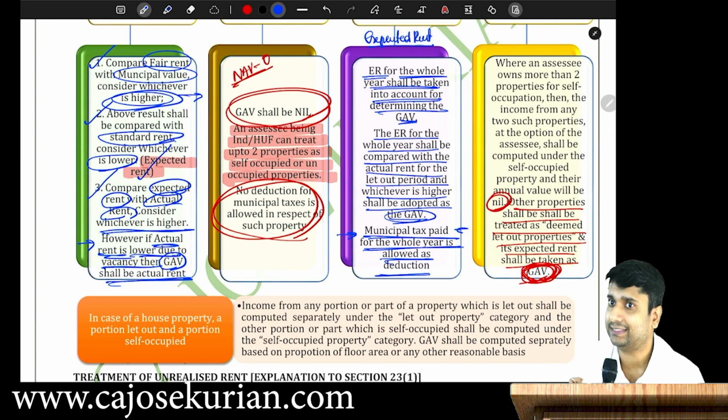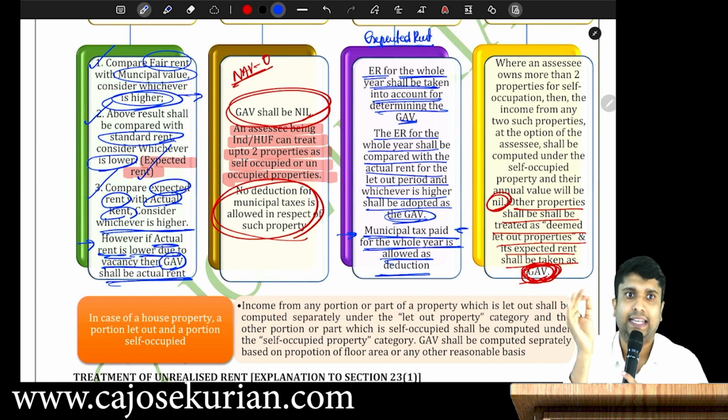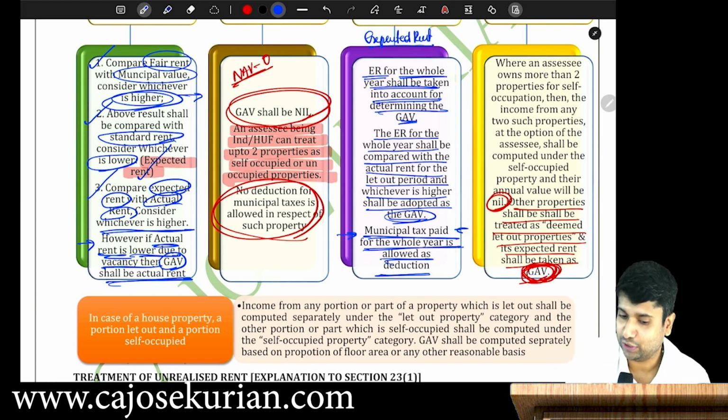Since the department says that you have to take the expected rent for the whole year, you can claim the municipal taxes for the whole year as well as a deduction. Are you with me? Is that point clear? So the first thing in examination to do is identify the type of property.